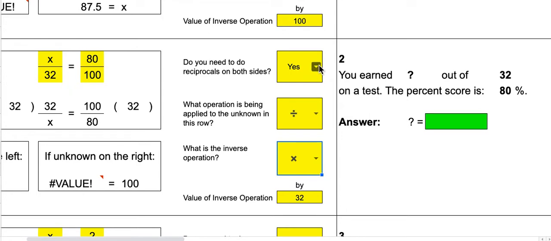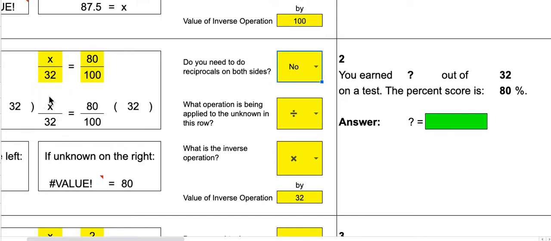Do we need to do reciprocals on this one? No. Sorry, we don't need to do reciprocals because x is already on the top. Remember, reciprocals means flipping both fractions. So x divided by 32 equals 80 out of 100.